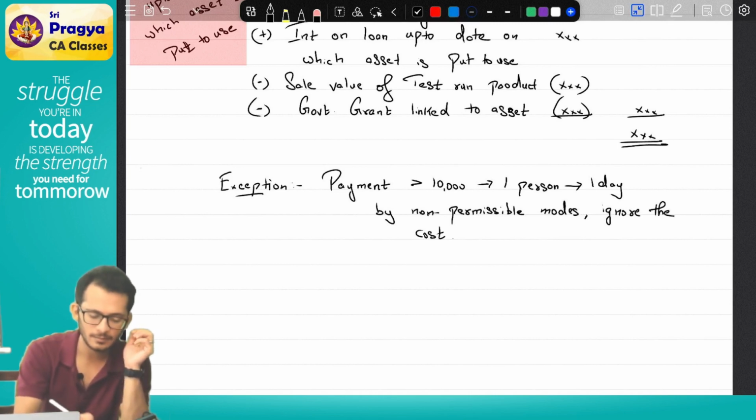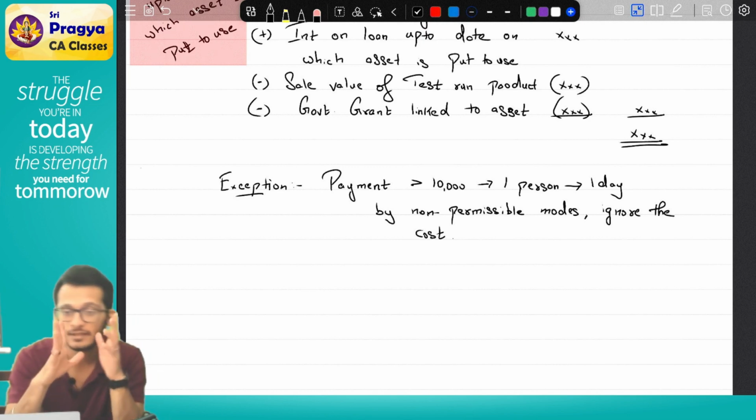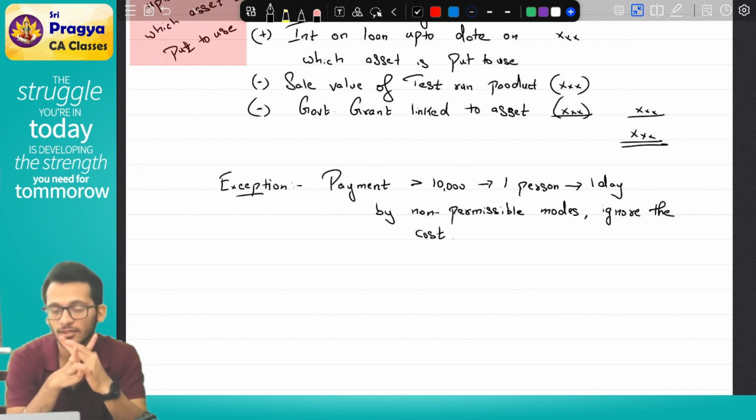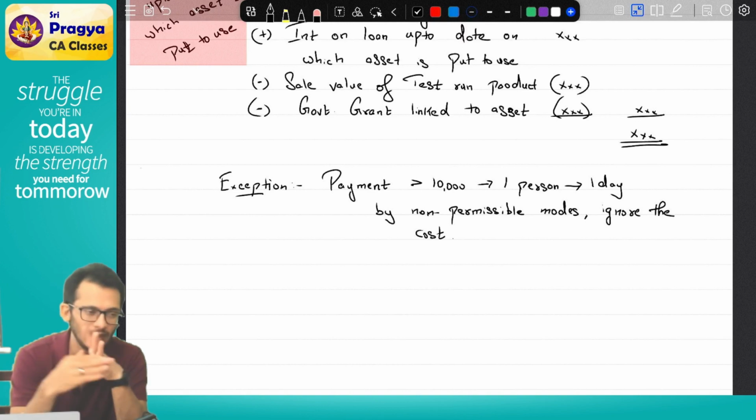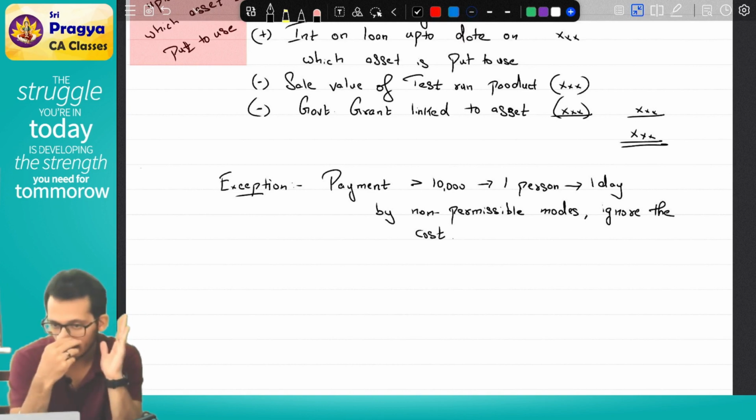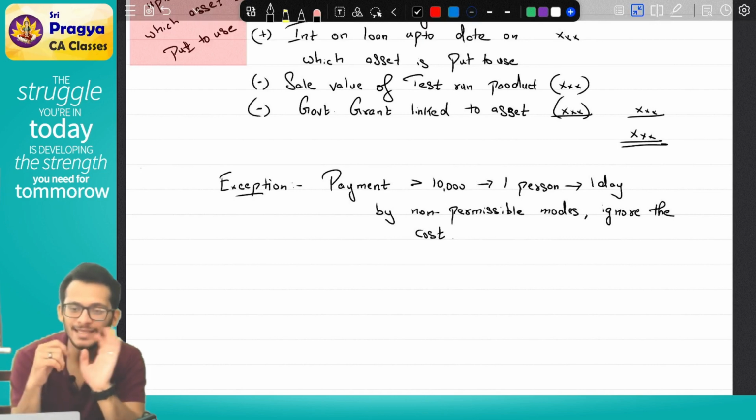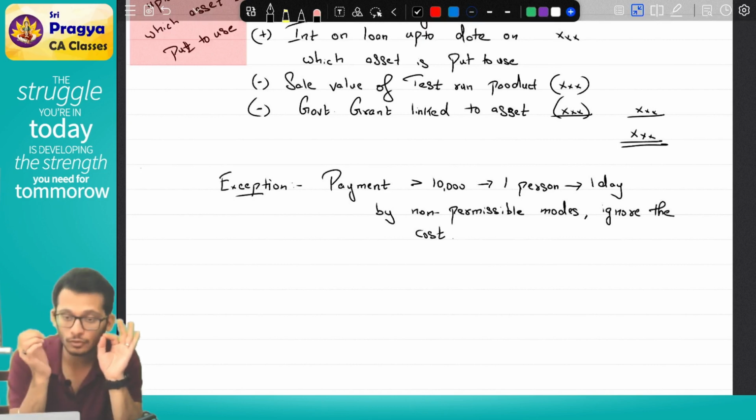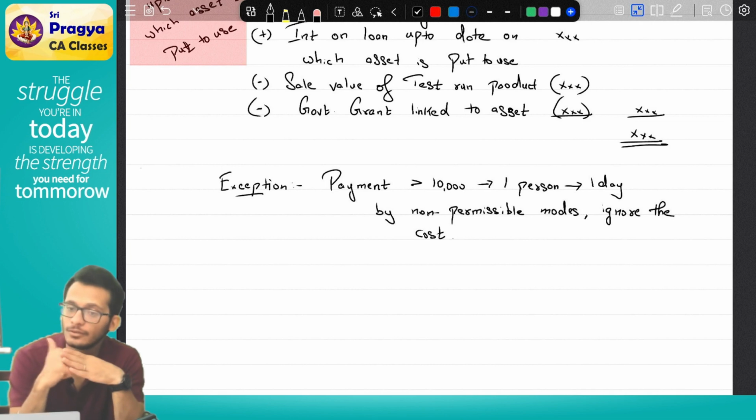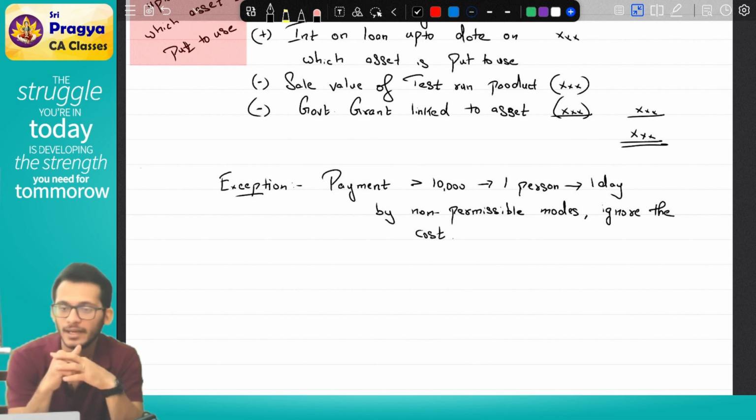In simple words, there is an asset which you have. Your asset is worth 1 crore. Assessing officer told you, tell me, how did you make this 1 crore payment? You said, sir, 80 lakh rupees I made through bank. 10 lakh rupees I made by account payee cheque.